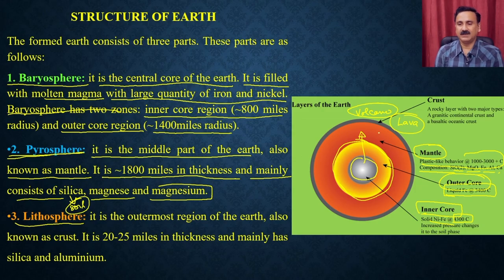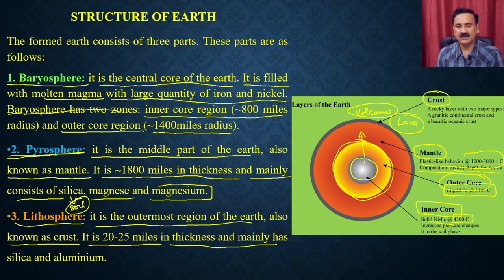And then you have the lithosphere. So the lithosphere is the outermost region of the earth, also known as the crust. So this is the lithosphere, which is also called the crust, and it is 20 to 25 miles in thickness and mainly has silica and aluminium. So if you recall, these are the three layers.